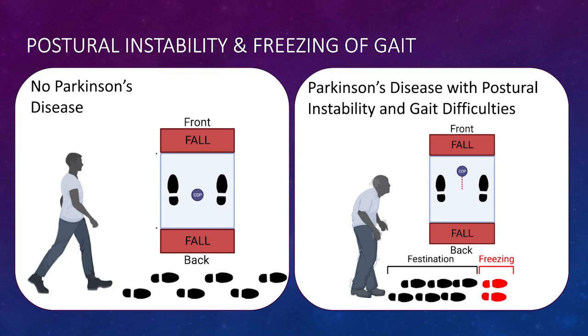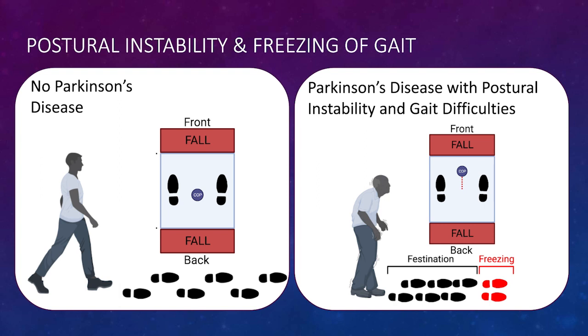So to demonstrate the relationship between these symptoms, what ties them together, I will give an example. Here we have a person without Parkinson's disease and their gait pattern. As you can see, their gait pattern is steady. When they're standing, when they're not walking, their center of mass, which is at the person's midline, is right between their feet. So that makes their posture stable.